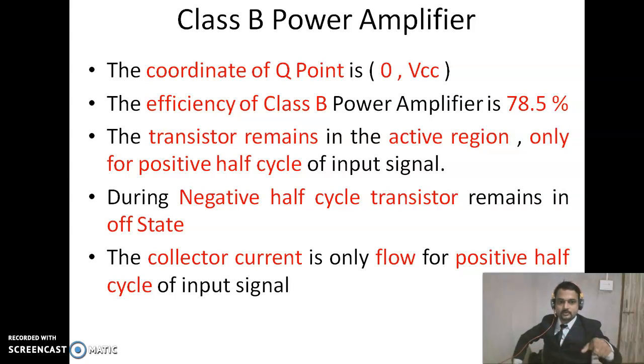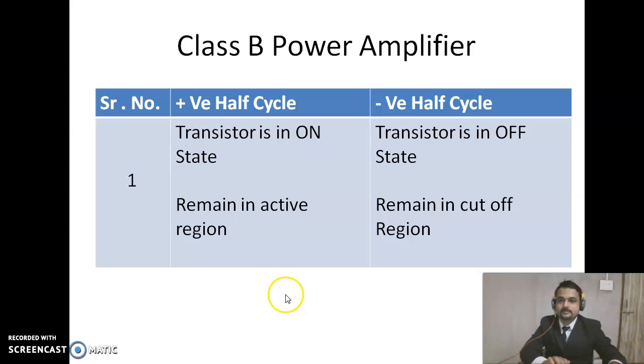So the efficiency of the Class B power amplifier is 78.5%. The transistor remains in the active region only for the positive half cycle of the input signal. During the negative cycle, the transistor remains in the off state. The collector current flows only for the positive half cycle of the input signal.